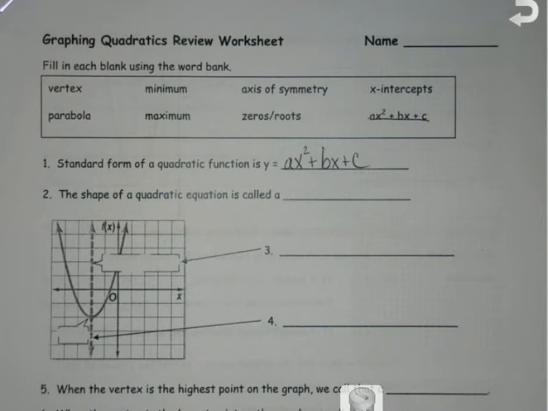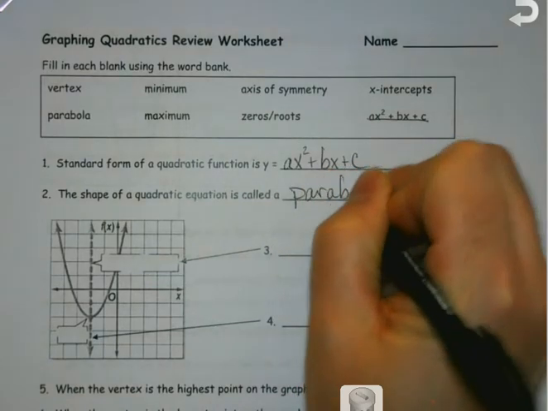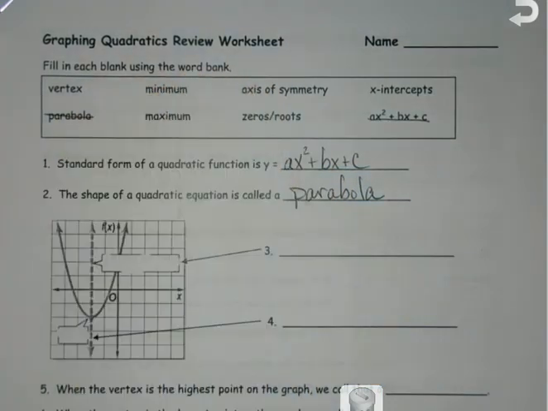Anybody remember which one of those words is what we use the name for the shape of our quadratic? Parabola. The parabola. Okay, fancy name for our U shape that we're going to be doing. Kind of keep eliminating things here. Okay, let's start with the easier one. I'm going to go down to 4. I'll come back to 3.